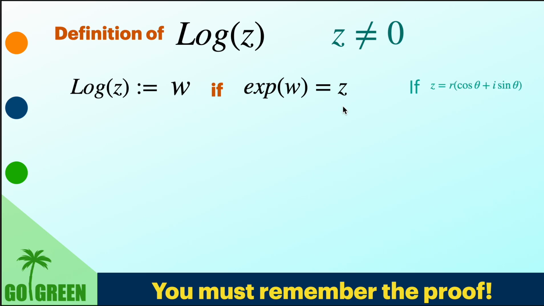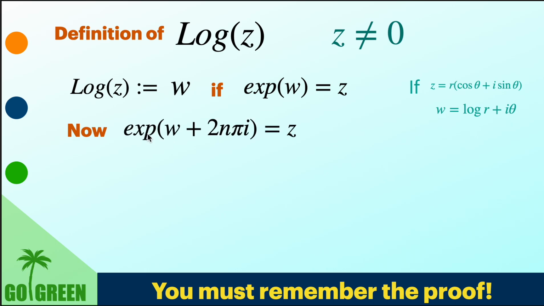Now we have seen if z equals r cos theta plus i sin theta, then w can be taken as log r plus i theta, because exponential of log r plus i theta is r cos theta plus i sin theta. This we have seen. So what does it say? It says exponential of w plus 2n pi i is also z, because exponential w is z, and therefore log z is multi-valued, and since all these numbers, after which exponential is applied, give z, all these numbers must be logarithms, because that is the definition.